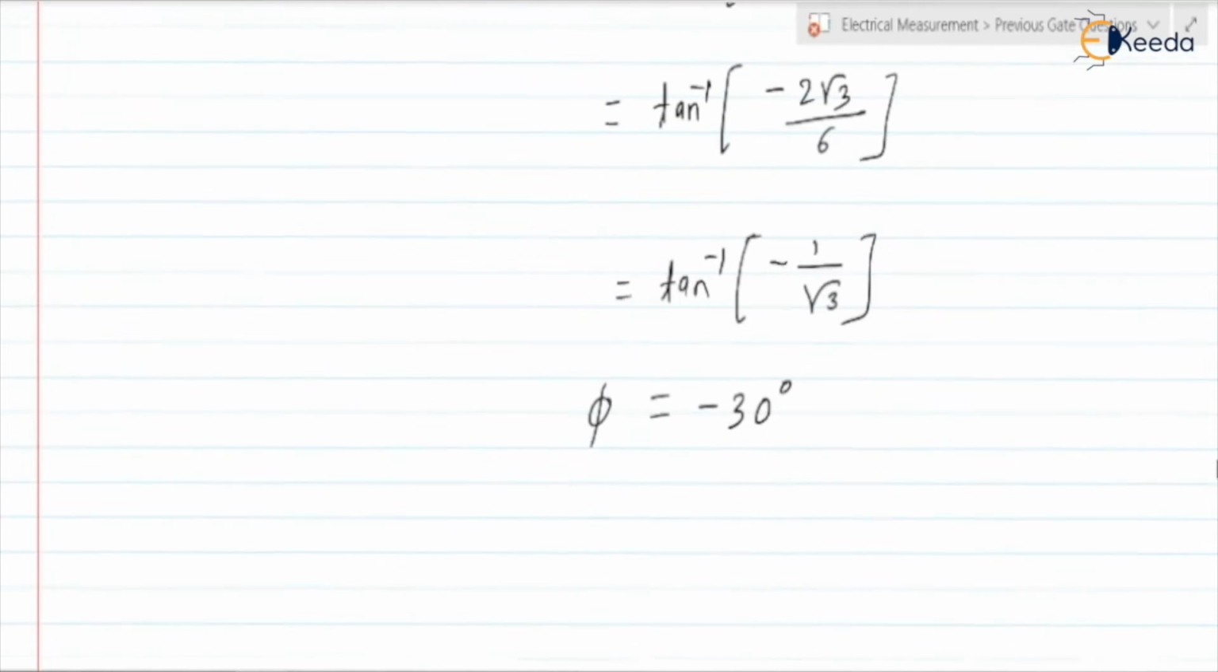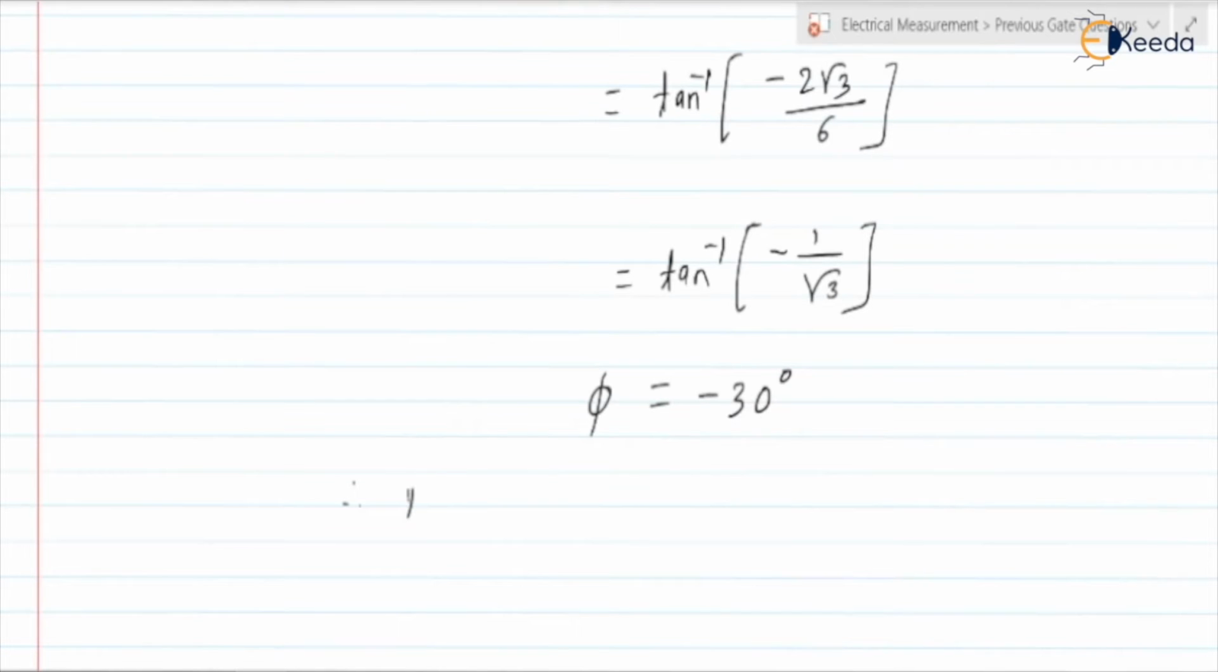So what is the power factor? Therefore power factor is equal to cos phi is equal to cos of minus 30 degree. So it is equal to 0.866.